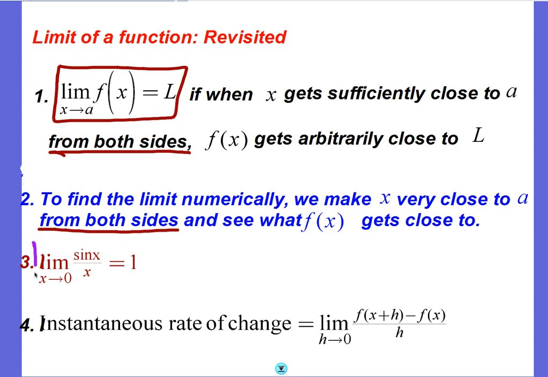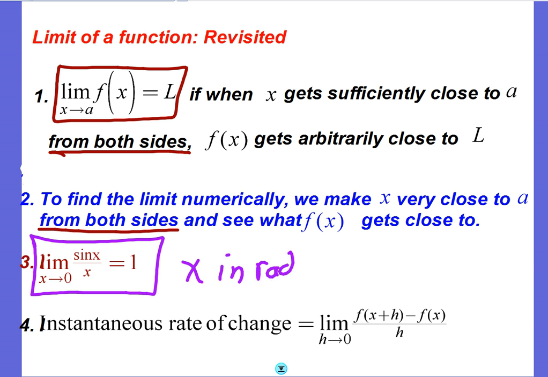And this important relationship was introduced in the last class: the limit as x approaches 0 of sine x over x equals 1. Very important relationship that will be useful in calculus. This is only when x is measured in radians, cannot be in degrees.